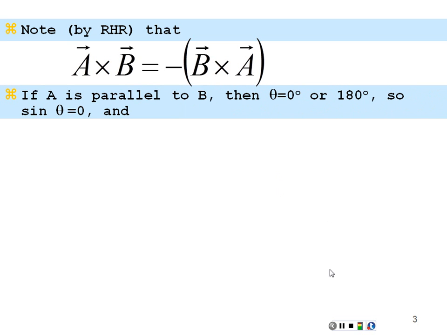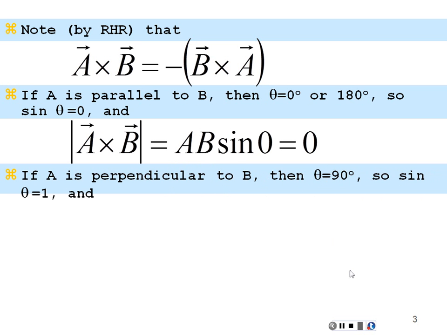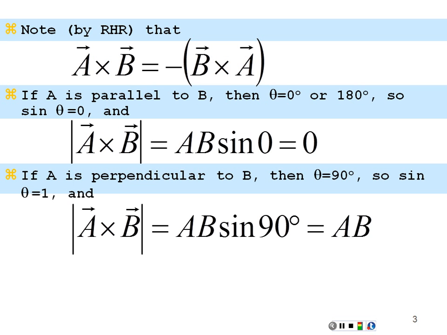If A is parallel to B, then the angle between the two would be 0 degrees, sine of 0 is 0. Or if they were anti-parallel, the angle between them would be 180 degrees, sine of 180 is 0. So for parallel or anti-parallel vectors, the magnitude of the cross product is indeed 0. If A is perpendicular to B, then the angle between the two would be 90 degrees, sine of 90 is 1. So the magnitude of the cross product between perpendicular vectors would be equal to A times B sine 90, which is 1, or just the magnitude of A times the magnitude of B.